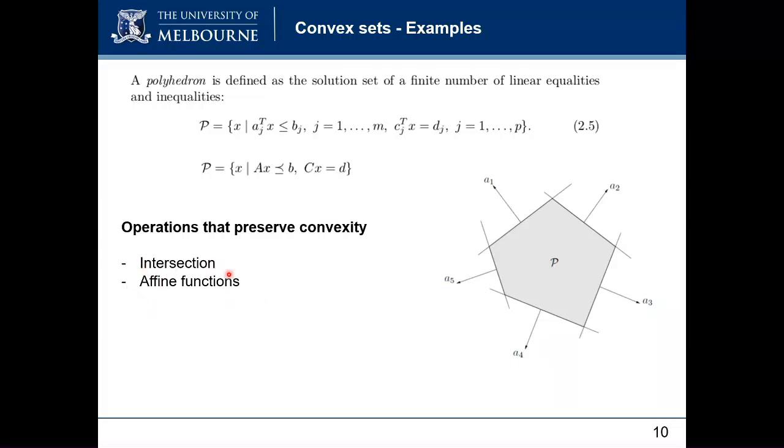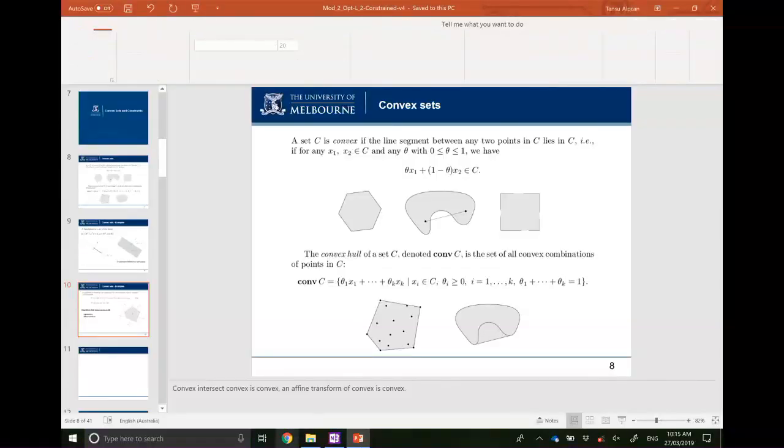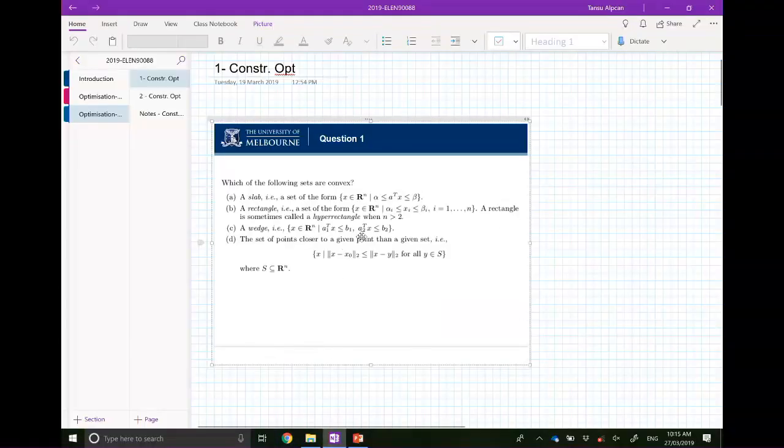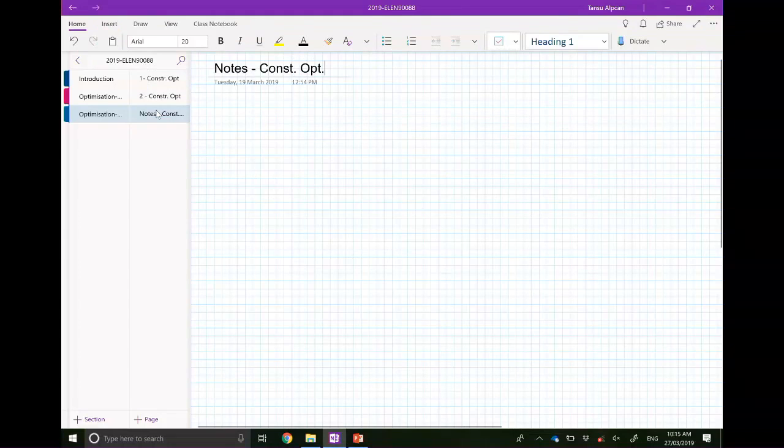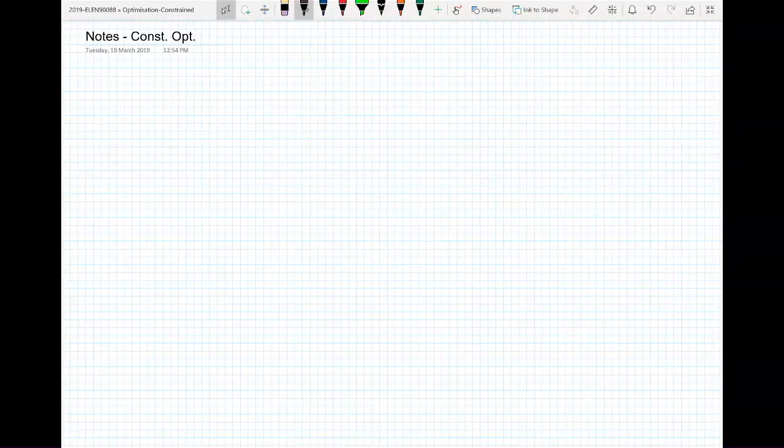But the important thing is, if I have two convex sets, the intersection set is also convex. That is something important to know. Just let me show you what I mean by that, and then I can add it as a note. There we are. It's good. And that's very intuitive.